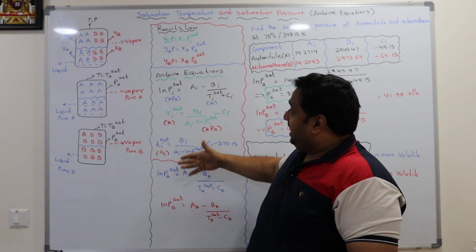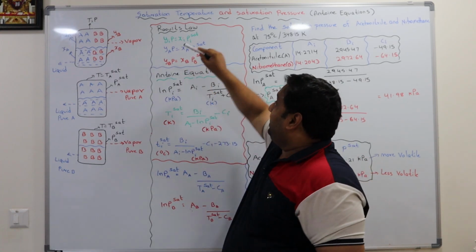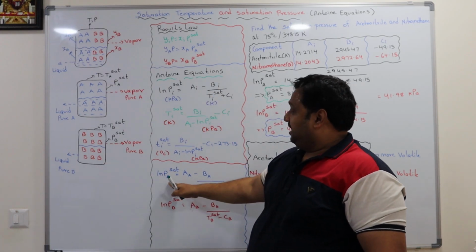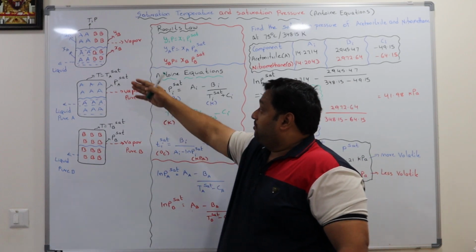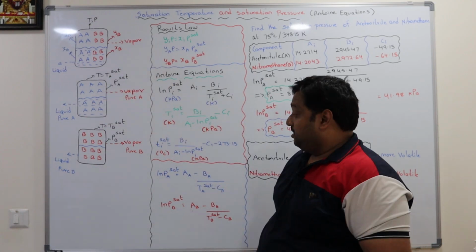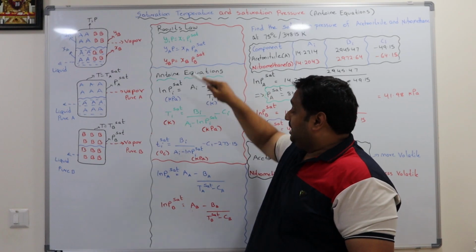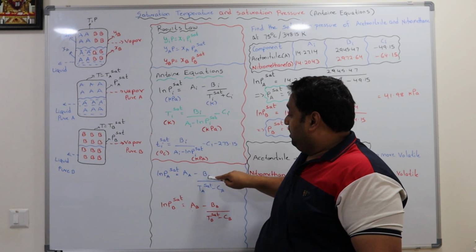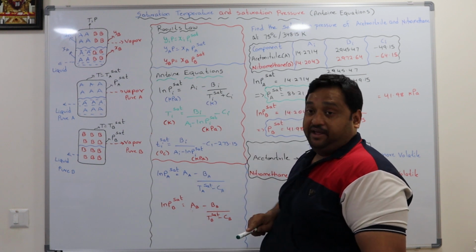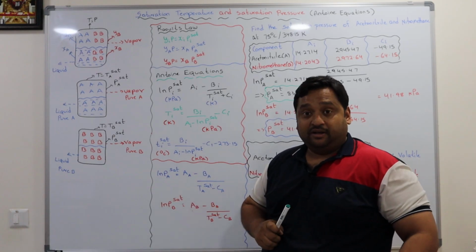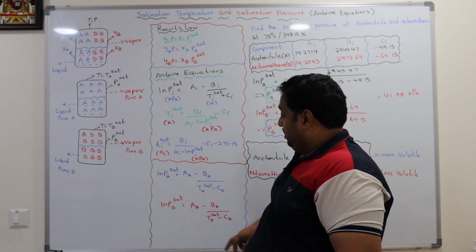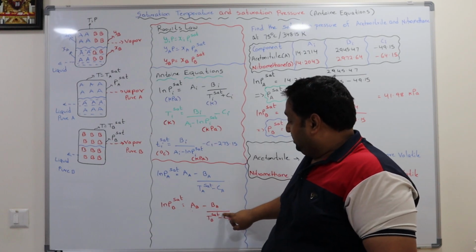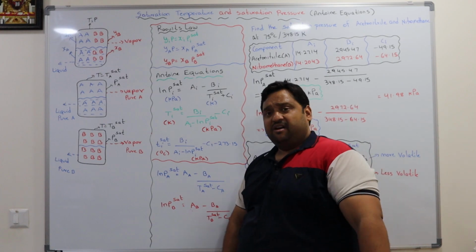So using these Antoine equations, you can calculate P A sat and P B sat. Let us say for a molecule A, if you are doing a binary mixture, the saturation pressure of molecule A is given by constant A of molecule A, constant B of molecule A, and constant C of molecule A. Similarly, if you want to find the saturation pressure of B, you have to give constant A of molecule B, constant B of molecule B, and constant C of molecule B. A and B are different molecules.